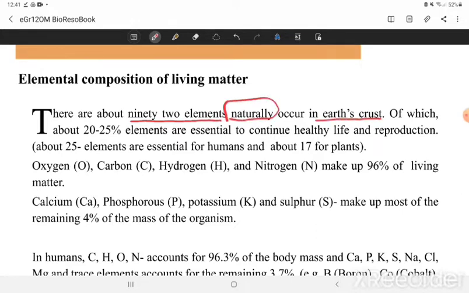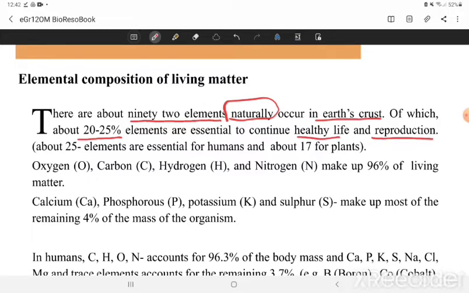So in our Earth's crust, what do you find? We find 92 elements that occur naturally, of which about 20 to 25% are essential to continue a healthy life and also very important for reproduction.